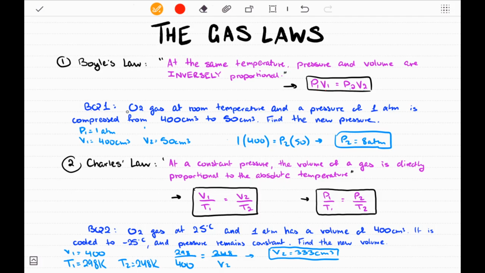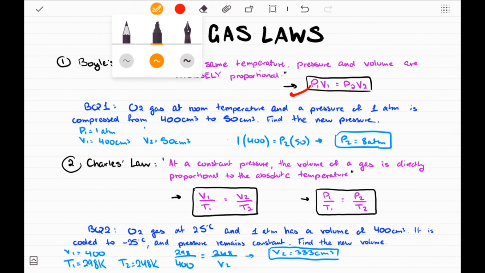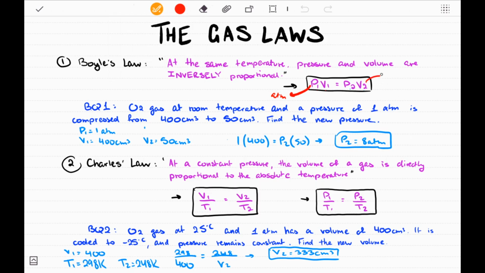I have included basic question 1 and basic question 2, the questions with the answers, in case you guys would like to solve them. They are basically just direct applications. There's nothing special to keep in mind. The only thing you should know is the units of each of them. You should know that the unit of P is atmospheres. You should know that the unit of V is centimeters cubed or liters. And of course you should know that the unit of T is Kelvin, which is the absolute temperature found in all of these laws.